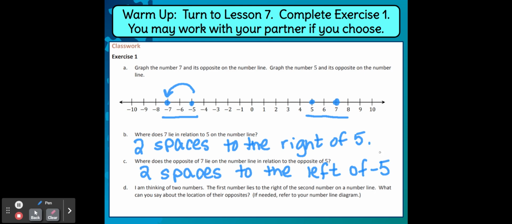So everything about opposites is literally opposite. When I looked here, I know that 7 is 2 spaces to the right because it's greater than 5. But opposites, we have to think in the opposite. So the opposite of 7, which is -7, is 2 spaces to the left of -5. So think left means less. The further to the left you go, the numbers decrease. That's what we need to train our brain to do.